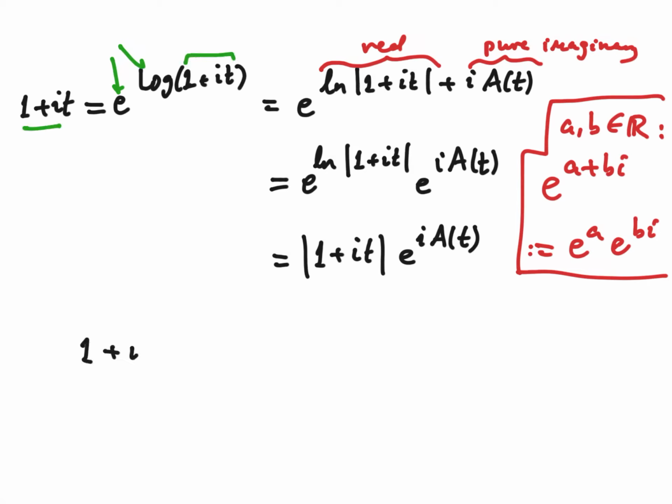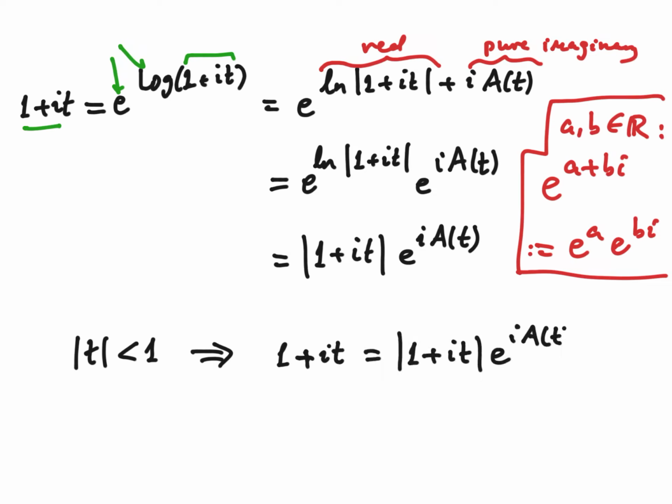Okay, so now I have this very nice identity, which is that, provided t is of absolute value less than 1, 1 plus i times t is its own modulus times e to the i capital A of t, where capital A is that function that we defined by series.